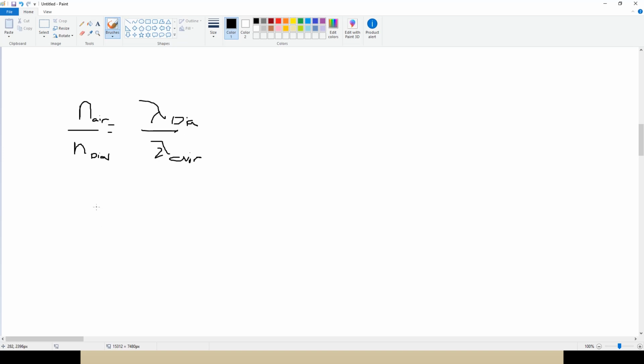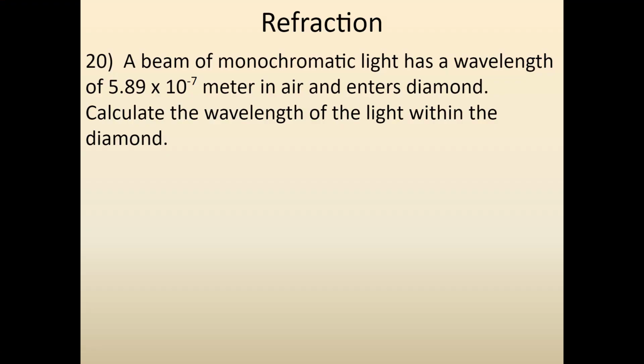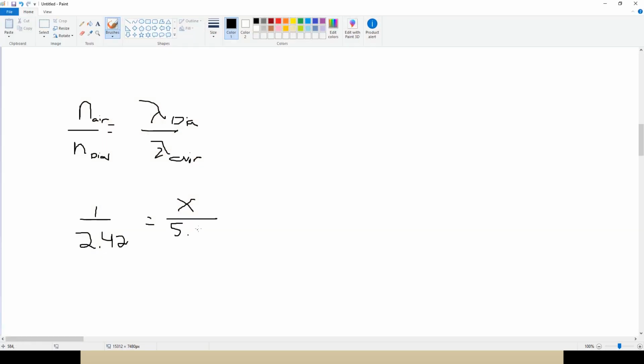All right, now I plug my numbers in. Index of air is 1. Index of diamond is 2.42. The wavelength in diamond is what I'm looking for, and the wavelength in air is 5.89 times 10 to the negative 7. So once again, I can cross multiply, and what I should end up getting is 5.89 times 10 to the negative 7 divided by 2.42. And you should get 2.43 times 10 to the negative 7.